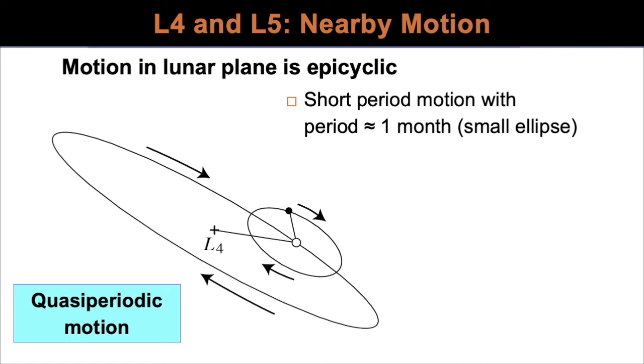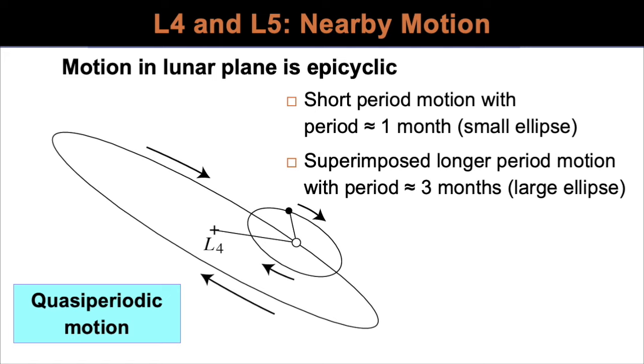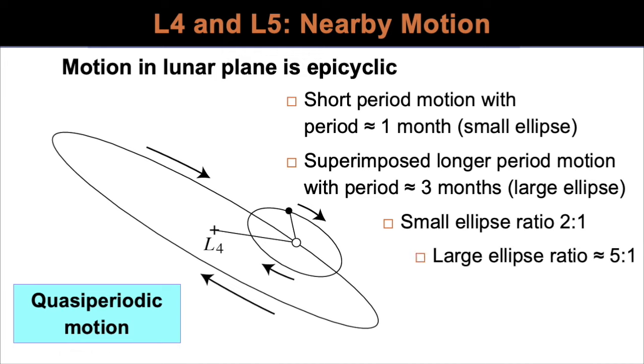The short period motion has a period of 1 month. So it's this small ellipse. You go around this small ellipse once every month. And then that's superimposed on a longer period motion with a period of 3 months, so going along the larger ellipse. For the value of the moon's mass parameter, this small ellipse has a ratio of 2:1. The larger ellipse has a ratio of, I think, 5:1.